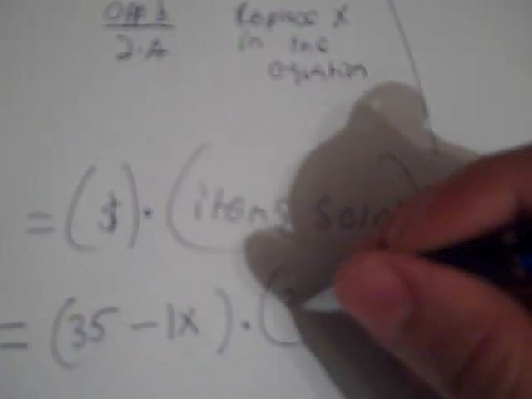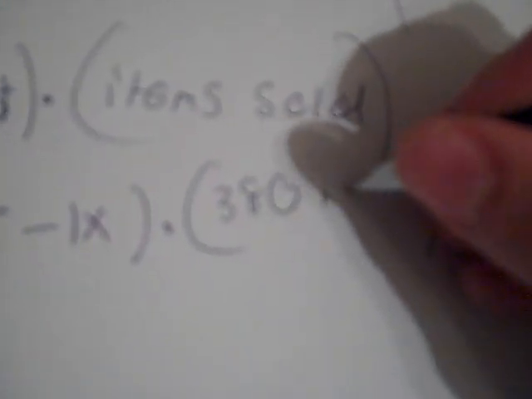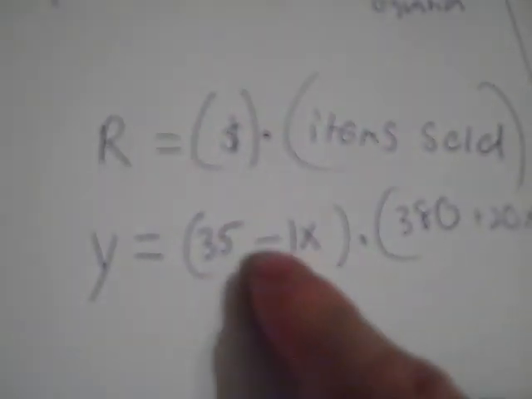And now, what are the items we're selling? Races. So we have 380 and we have 20. Those are like terms. So 380, and it says 20 more. So plus 20 with x. You got to pay attention to your signs that you're putting in there.